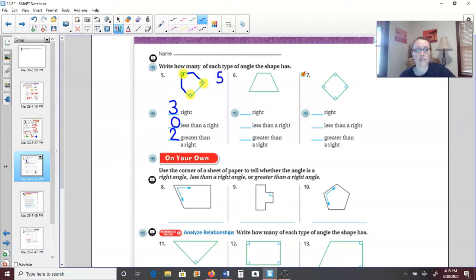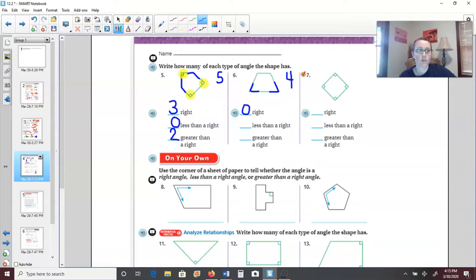Okay, over to number 6. Do we have any right angles in number 6? It is a 4-sided shape, so I should be counting 4 different angles. I don't see any of those perfect corner symbols, so there are 0 right angles in this shape. None of the angles form a perfect corner. Now we need to look at the other kinds of angles that we have. Let's start in the bottom corners. This angle is pinching in, and this angle opposite is also pinching in.